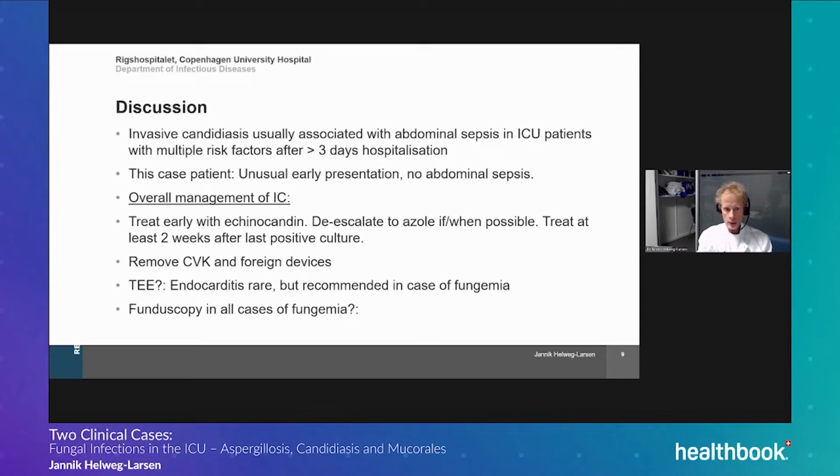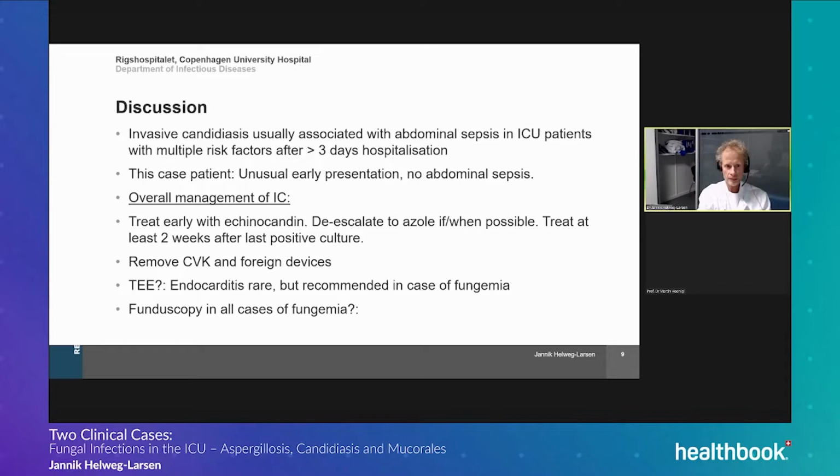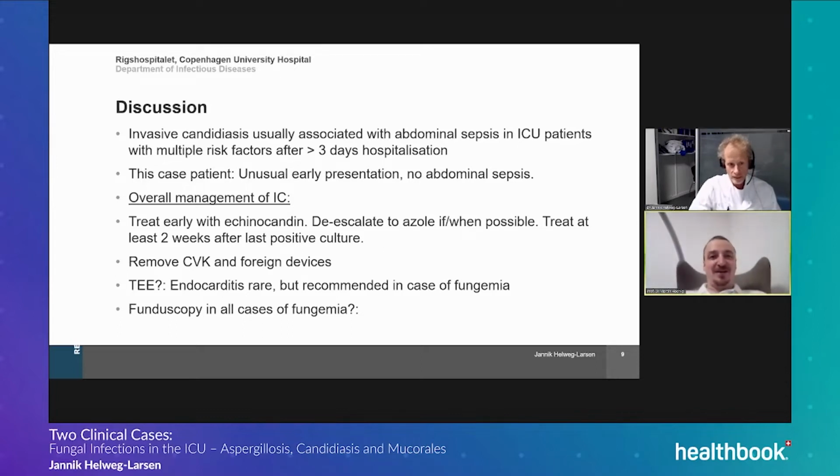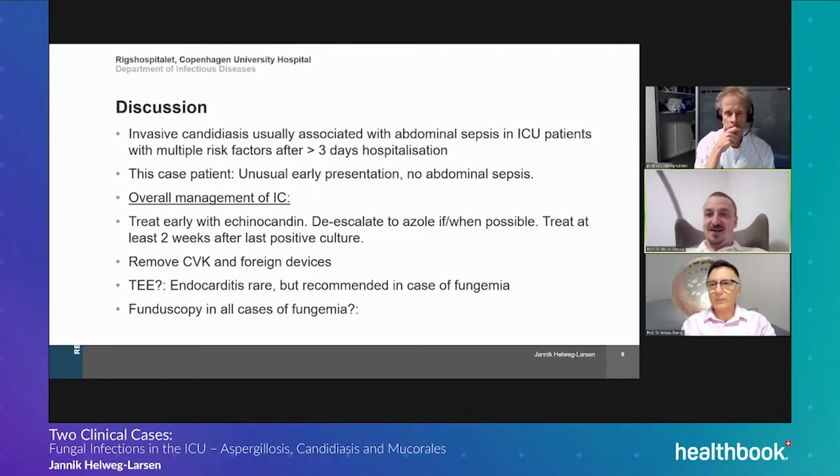TTE is also recommended, although endocarditis is very rare. And the next question is, should we actually do fundoscopy in all cases of fungemia? So with that, I will leave it open for discussion and questions. Thank you so much for a fantastic case presentation, Jannik. So there are a few questions actually in the chat, and I will just start with the first one.